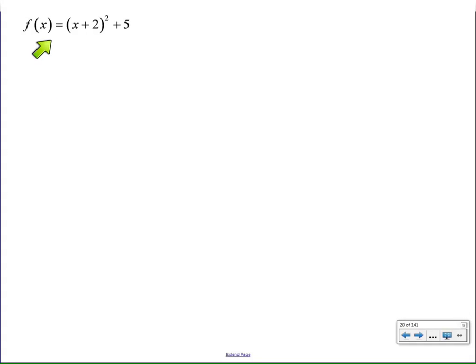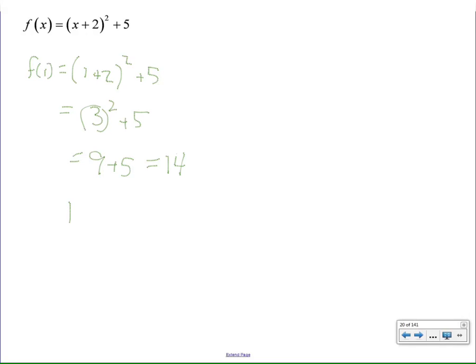For example, if x is equal to 1, then we can find f of 1, and that would be 1 plus 2 squared plus 5, and that would give us 3 squared plus 5, which is 9 plus 5, or 14. Not so good with numbers. The point is, that's literally a point: when x is 1, y is going to be 14. Remember, (1, 14) is a solution to the equation because when x is equal to 1, y is equal to 14.